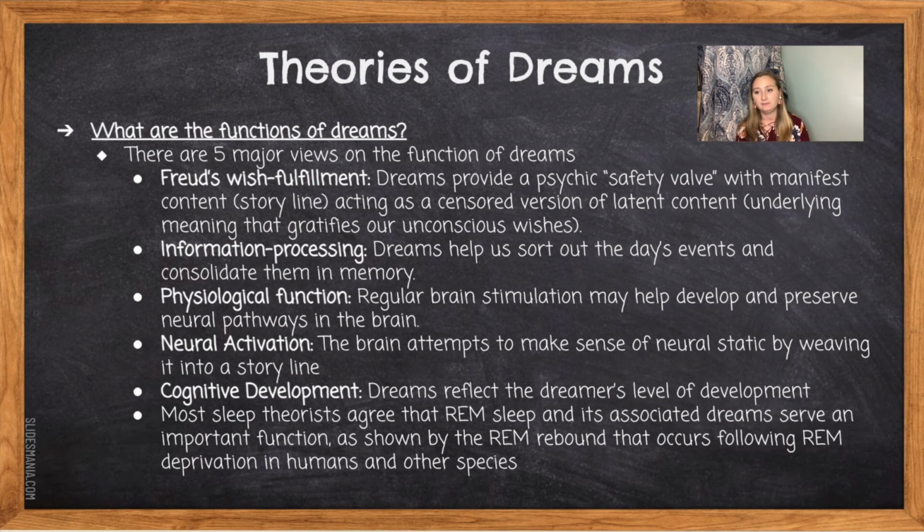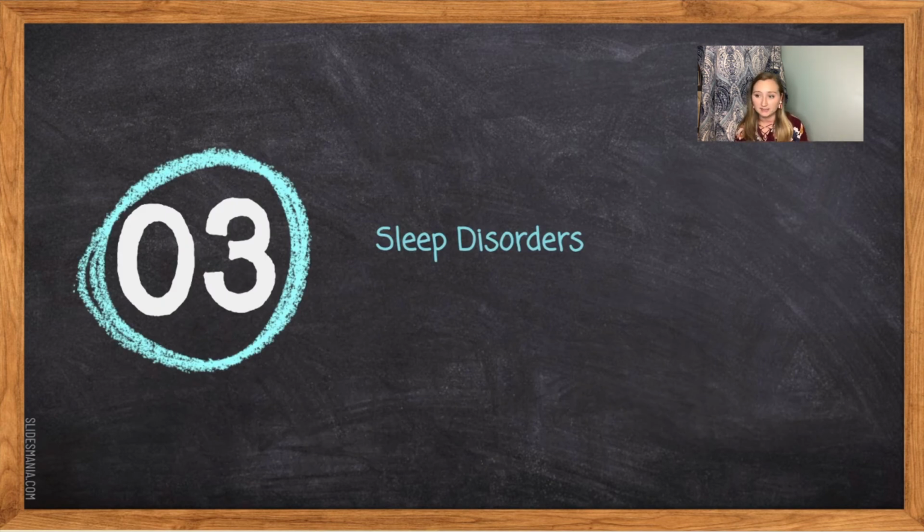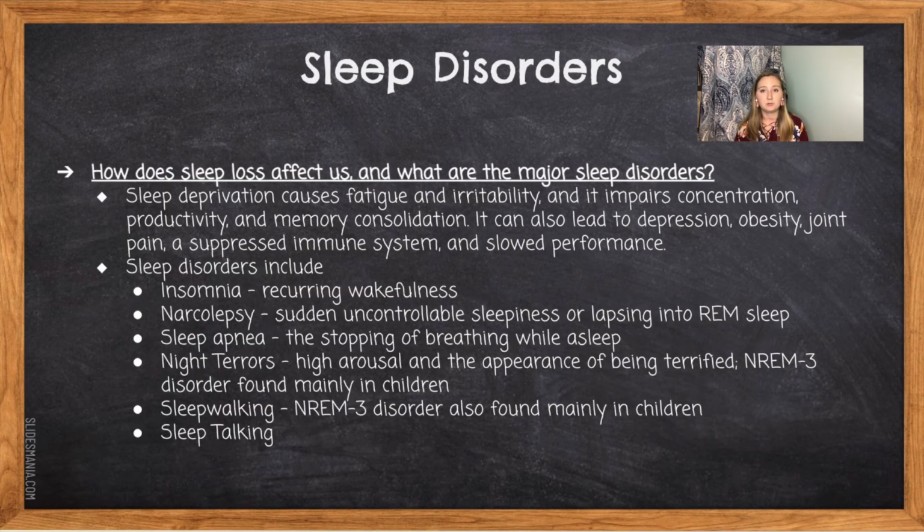All right, sleep disorders. Third objective. How does sleep loss affect us? And what are the major sleep disorders? You know how sleep loss affects you. Every day y'all come to school tired. Sleep deprivation causes fatigue, irritability. It impairs concentration, productivity, memory consolidation. It can also lead to eventual depression, obesity, joint pain, a suppressed immune system, and slowed performance. So, get your sleep. Sleep is important.